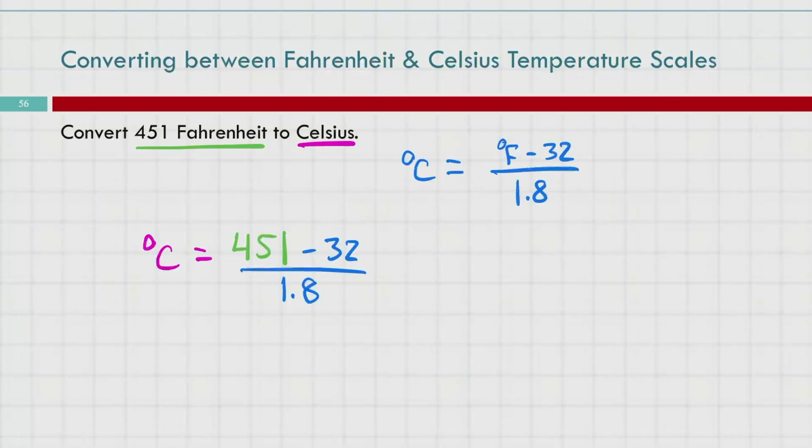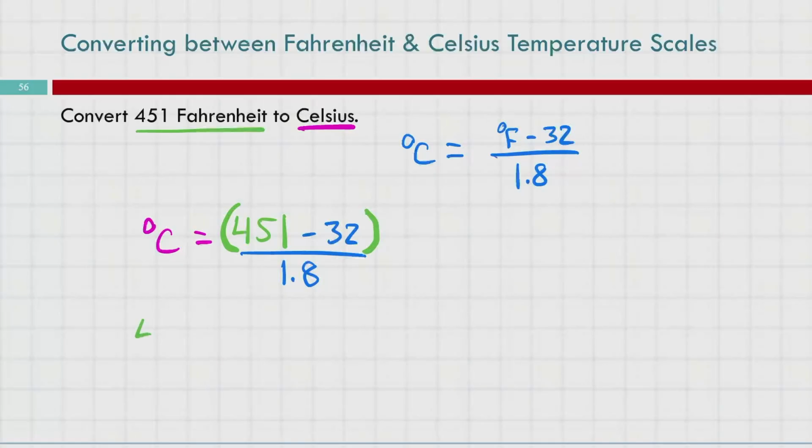There was an important thing that we left off. Parentheses. You have to put these parentheses in your calculator. Otherwise, it's going to do it differently than how you want it to. Or you can do 451 minus 32, hit enter, then divide by 1.8. 232.7 repeating is what we want.